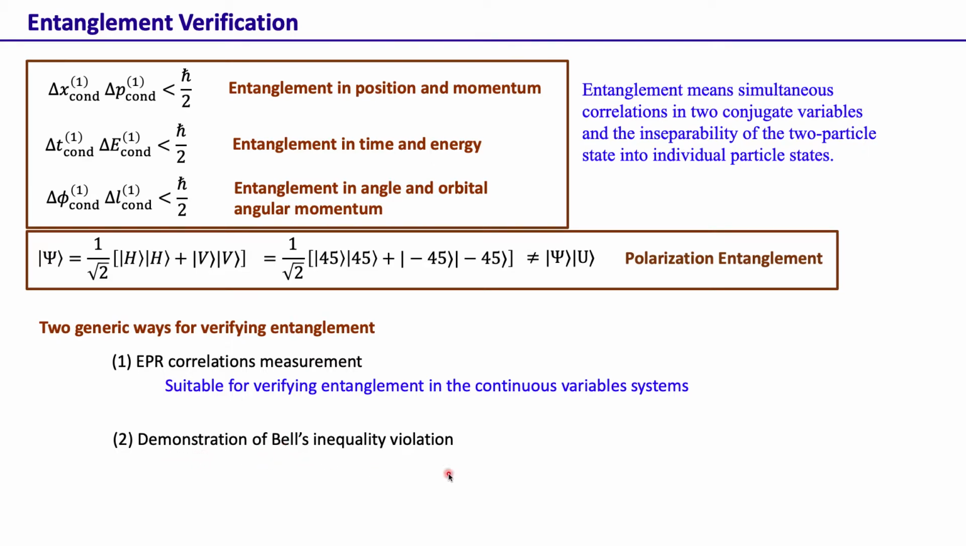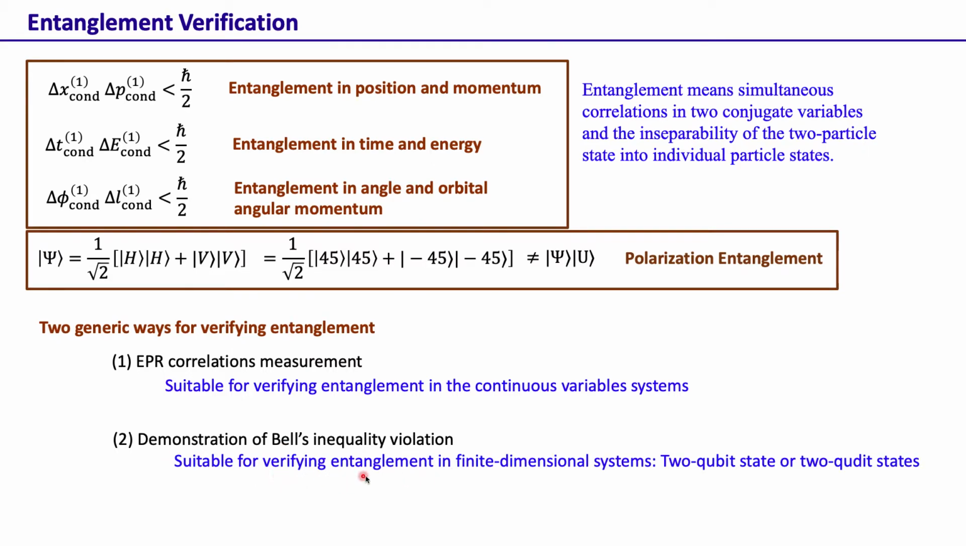Now the demonstration of Bell inequality violation is suitable for verifying entanglement in a finite dimensional system. Either it could be a 2 qubit state or a 2 qudit state, where d can be anything other than 2. So for finite dimensional states, Bell inequality is the alternative for verifying entanglement, because for finite dimensional systems we cannot have this uncertainty relation, but Bell inequality will then help us verify entanglement there.